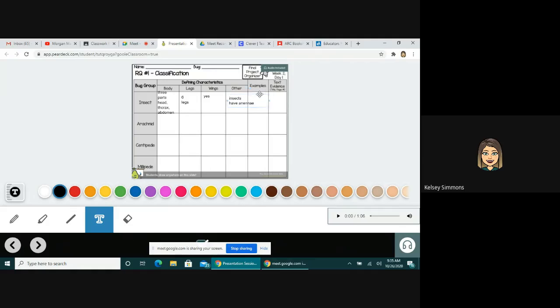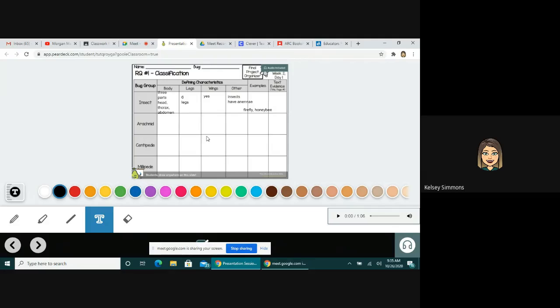Perfect. And then under examples, is there a bug that you can think of that has these characteristics? Remember, in our book on pages 10 and 11, it gave us examples of these bugs. So a firefly, a honeybee, there's lots of other insects that we could list here. So you do your best, list whatever insect you think would be a great example to help you remember what is an insect? What does an insect have?